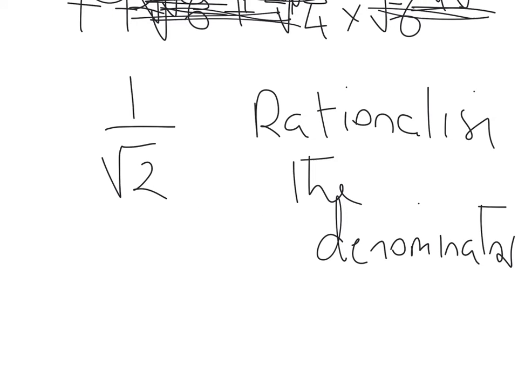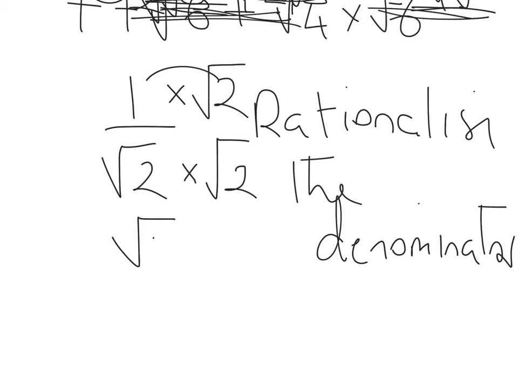Now going to look at rationalising the denominator. Rationalising the denominator basically means to get rid of the root sign on the bottom. So we've got 1 over root 2. Now to get rid of the root sign on the bottom, we can just multiply by root 2 and then the roots will cancel out. But to keep the fraction the same size, I need to do the same thing to the top. So 1 times root 2 is root 2, and then root 2 times root 2 is 2.